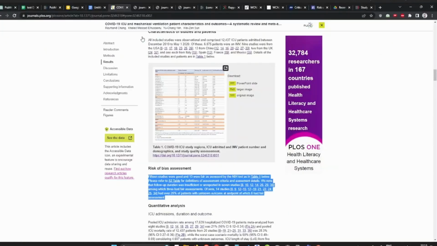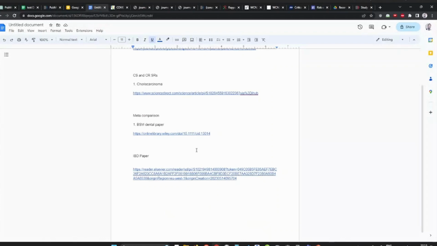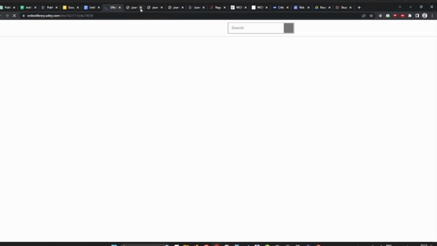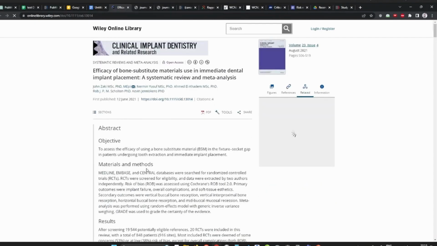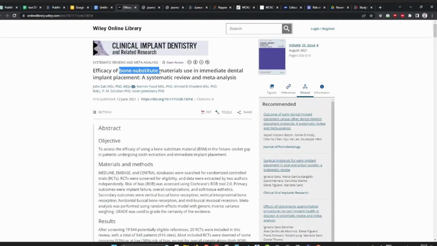For example, if I go to an example, we have a paper, this is a dental paper. What they are doing, they are using BSM. This is a bone substitute material. They're talking about dental implants. They are using this particular material versus not using this particular material in dental patients. Whatever dental procedure they are doing, they are putting in implants. They're using two types of materials here: BSM versus non-BSM, bone substitute material versus not using that.